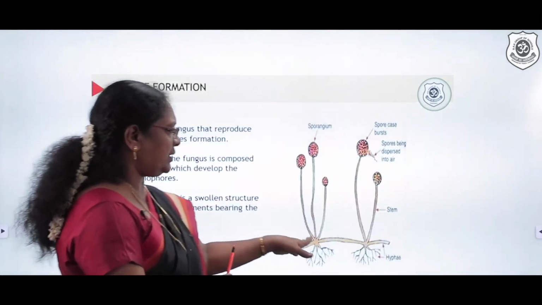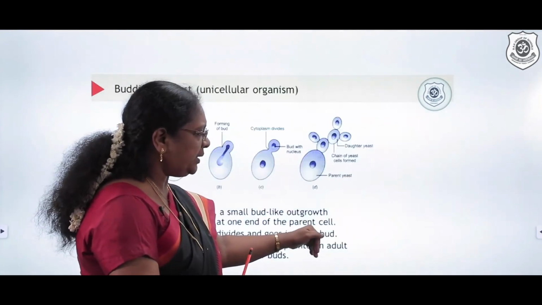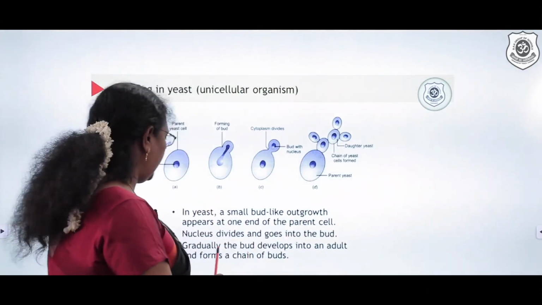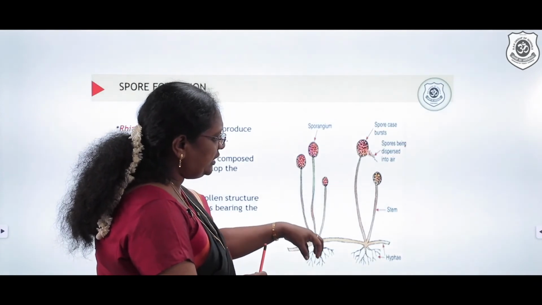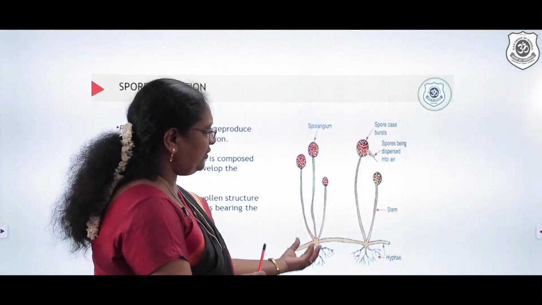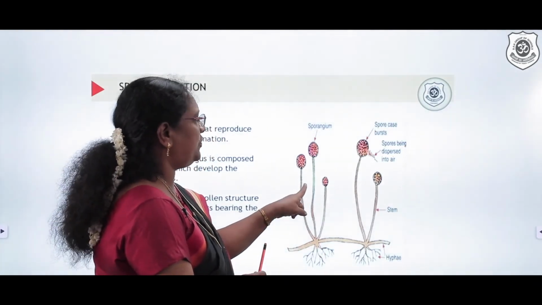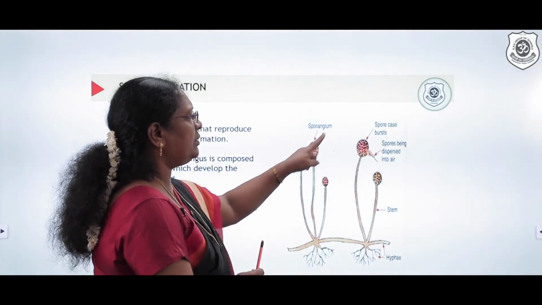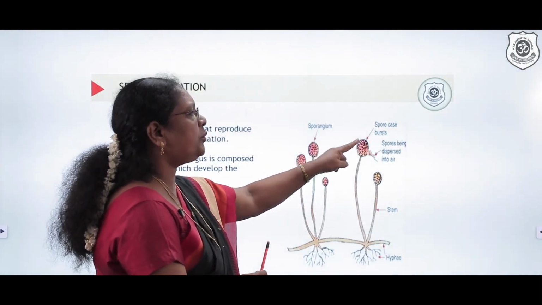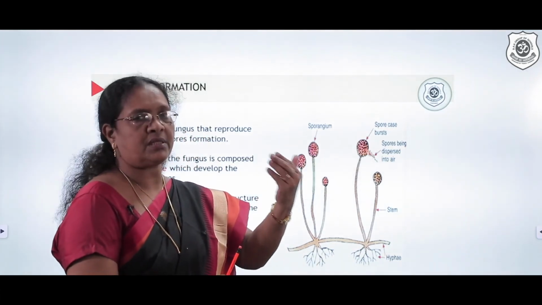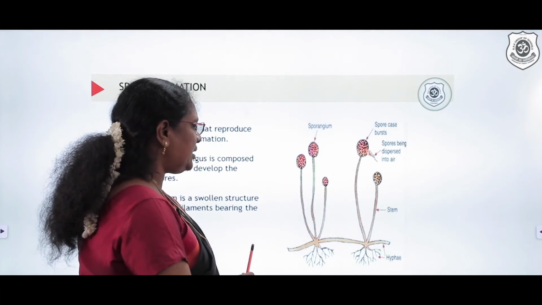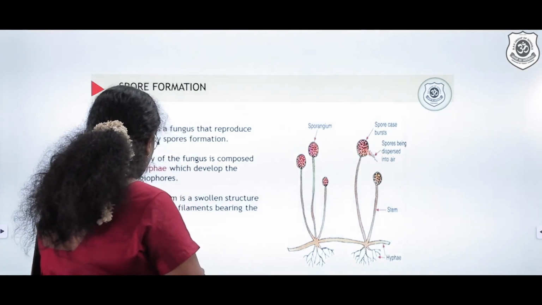What exactly happens? There will be hyphae moving inside, going deep into the bread, and they will start giving nourishment to the sporangiophore. In the sporangium, the spores will be there, and when the spore matures, it breaks and gets dispersed in the air. That is how spore formation takes place.